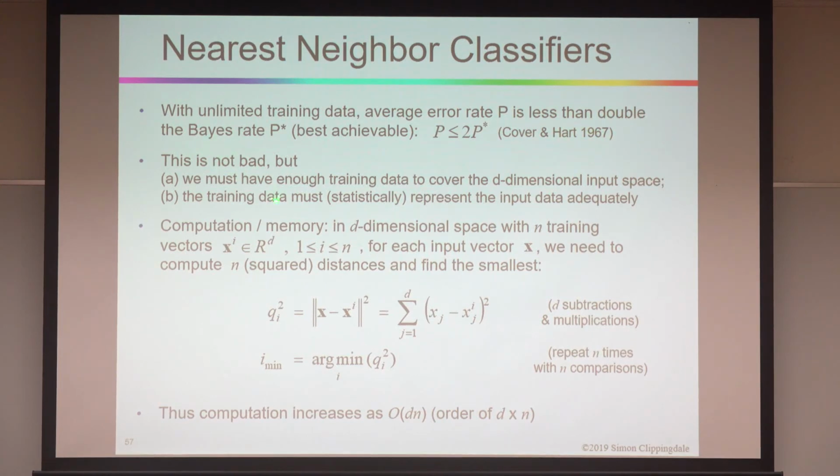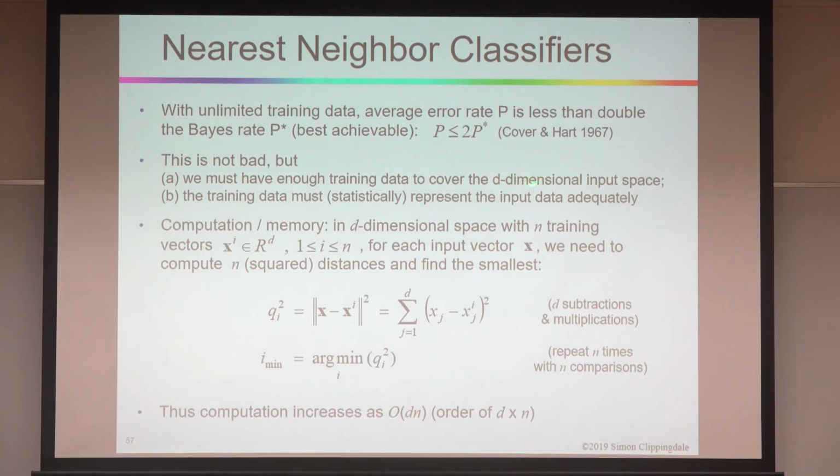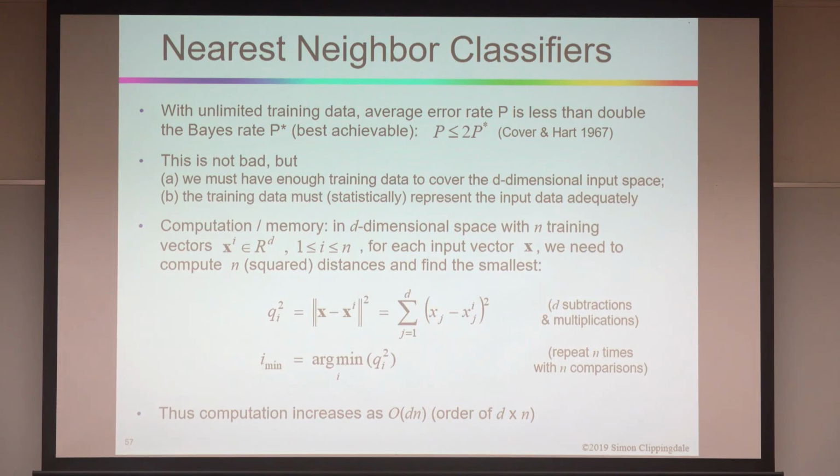That's good, but the problems with it are, firstly, you need enough training data to cover your input space, and the higher the dimensionality of the input space, this D here, the more training data you need. It's called the curse of dimensionality that you may have heard of. The training data also needs to statistically represent the input data adequately, or you're not going to do as well as you could.